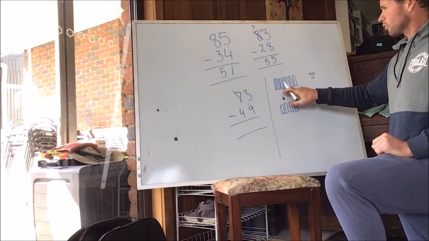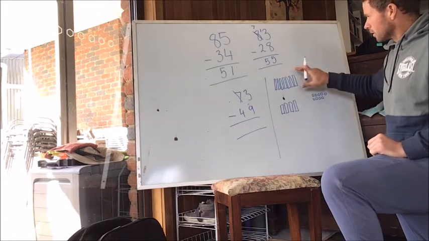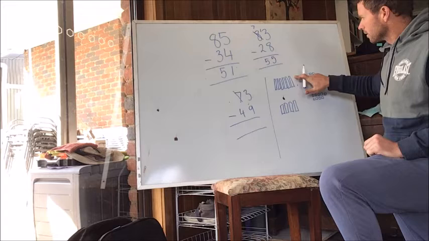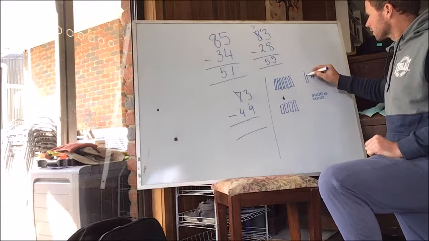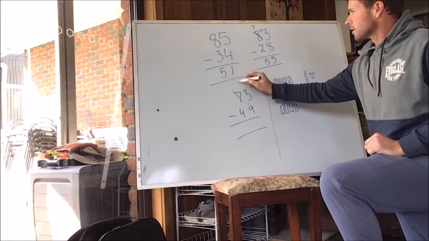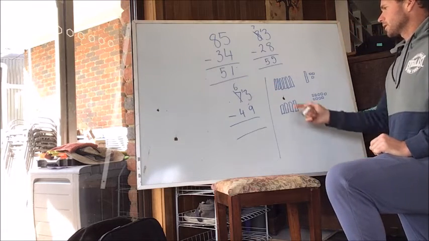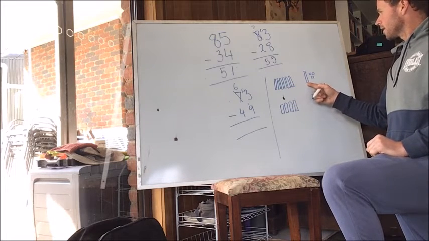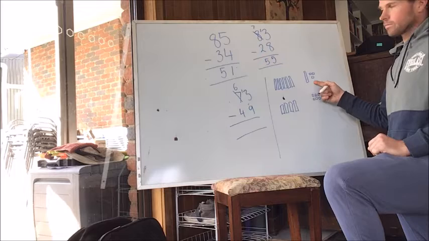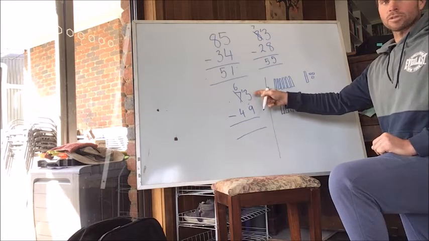So we've got 1, 2, 3, 4, 5, 6, 7. We're going to borrow one. We're going to take one away from here, and we're going to put it over here. And this is what it looks like. Okay, so now I've got 6 tens left over here, and now I've got 1 ten as well as my 3 units.